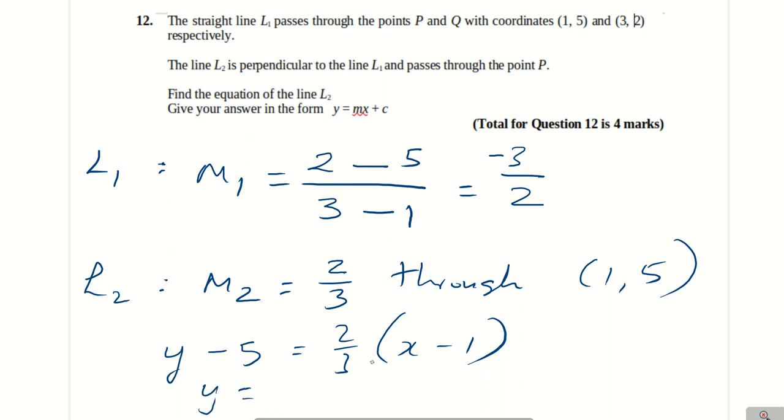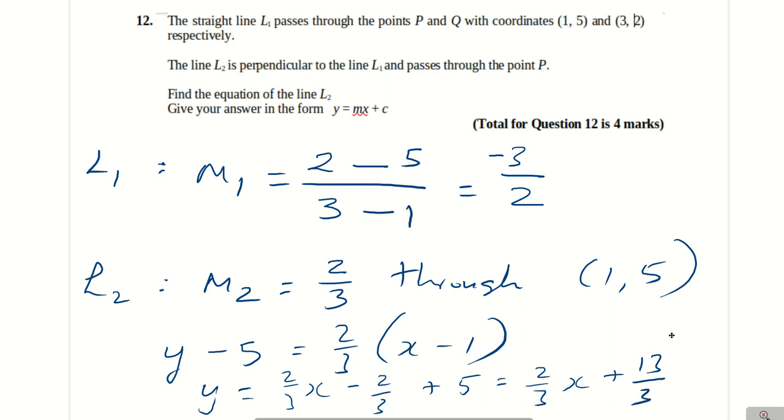What we can do then, we can multiply out the bracket and add 5 to both sides. So it will be 2/3 x minus 2/3 add on 5 equals 2/3 of x, and minus 2/3 plus 5 is, what's that? It's like minus 2 plus 15, all over 3. So it's plus 13 over 3.